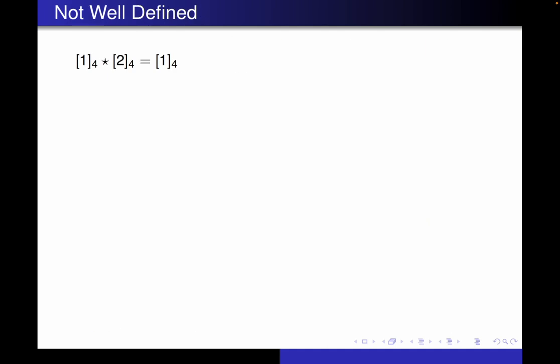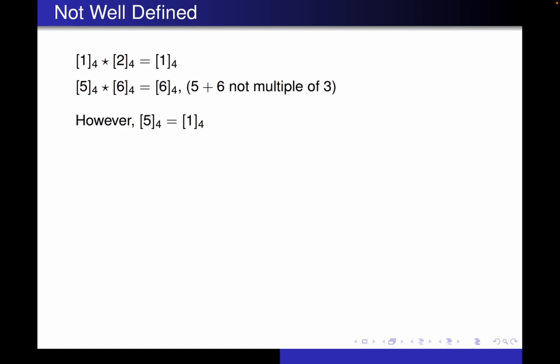So if we took bracket 1 star bracket 2, we figured that one out already. We add the 1 plus 2, we get 3. It's a multiple of 3, so we choose the first one. And this is a different computation. We didn't do this one last time. But this one, if we do bracket 5 star bracket 6, now we add the 5 plus 6. 5 plus 6 is not a multiple of 3, so we're going to take the second one, that is bracket 6. And that may look fine to you, right? Oh yeah, because 5 plus 6 is not a multiple of 3, just FYI.